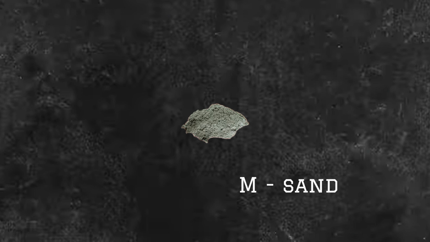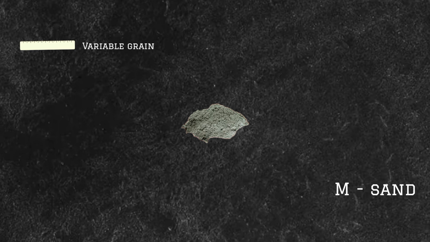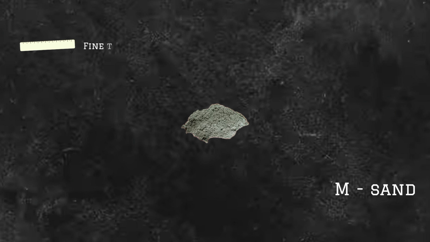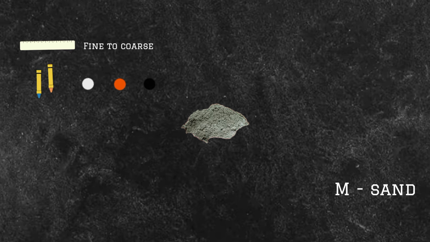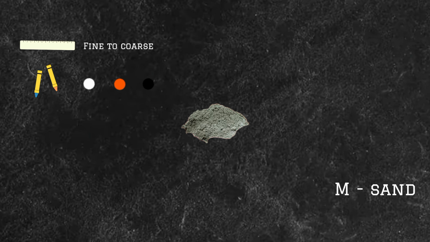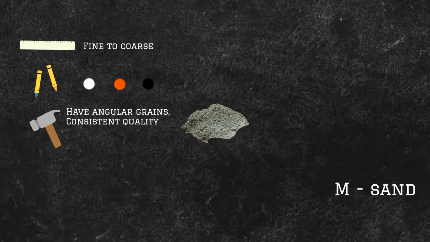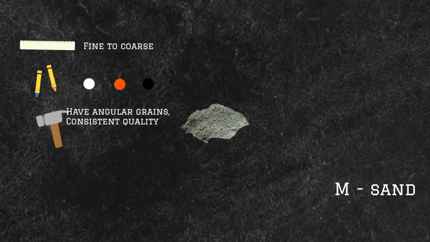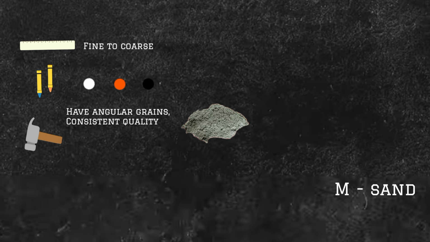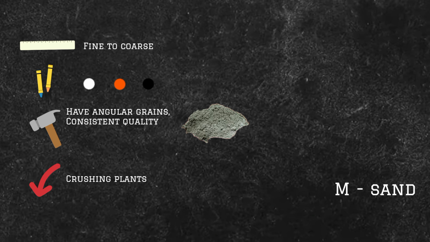Manufactured sand. Manufactured sand, or M sand, has a variable grain size as it is crushed to specific dimensions, ranging from fine to coarse. Its coloration depends on the parent rock from which it is made, often appearing gray, black, or reddish. A key characteristic is its angular grains and consistent quality, as it is produced under controlled conditions. This type of sand is found at crushing plants where it is made from rocks like granite or basalt.